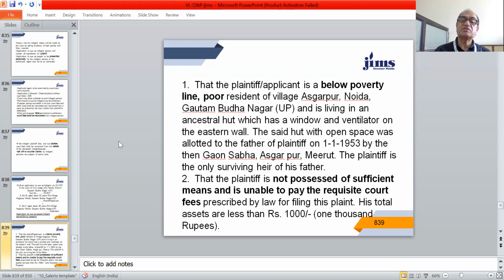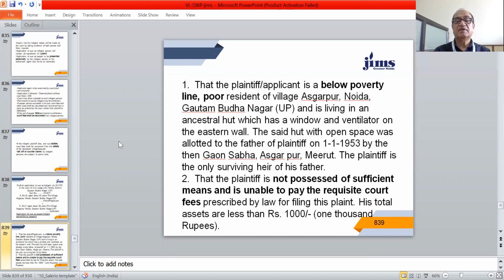Dear students, you must know that Meerut was a big district, and Ghaziabad and Gautam Buddha Nagar were part of Meerut in 1953. So when this hut was allotted to the father of the plaintiff, at that time the jurisdiction of Gaon Sabha Asgarpur was in district Meerut. Now it is in Noida.